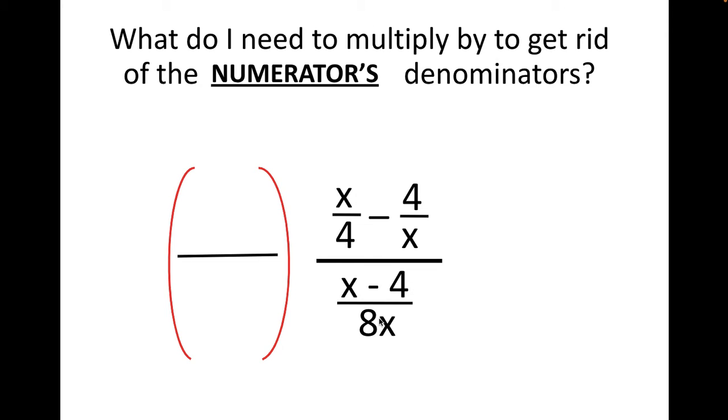So what do I need to multiply by to get rid of the numerator's denominators? I have a 4 and an x. So I will need to multiply by a 4 and also by an x. And remember, I'm multiplying by a form of 1, so I'll also do that in my denominator space.